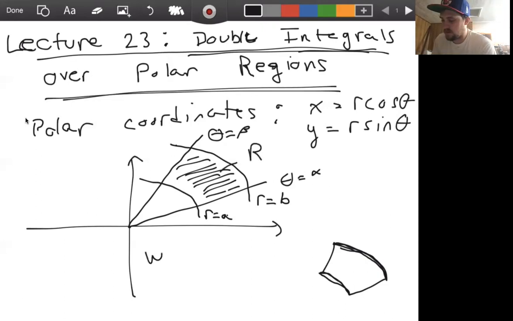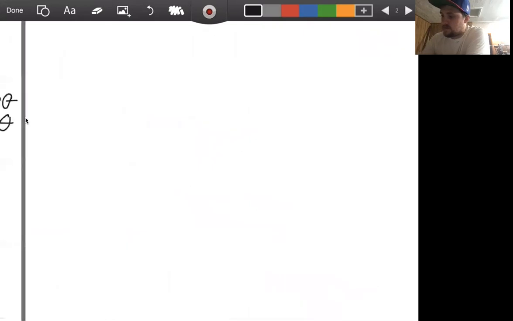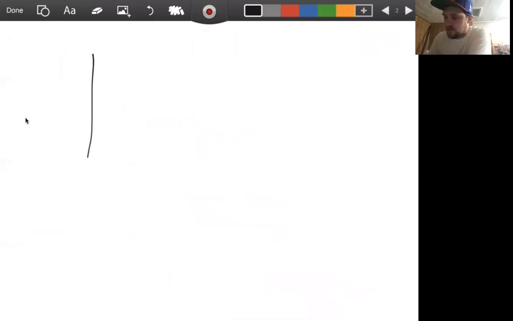So what we want is a definition for the double integral over a region R of f of (r, theta) dA. This is what we're going to look to derive here. We're going to look to construct a rigorous definition for calculating an integral of a function in polar coordinates over a region expressed in polar coordinates. And so let's take a better look at this region here.